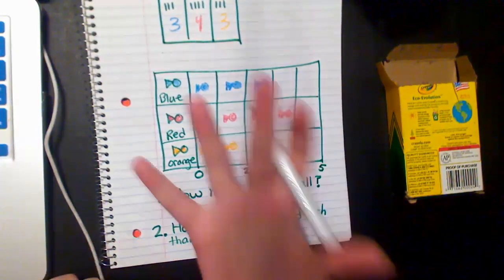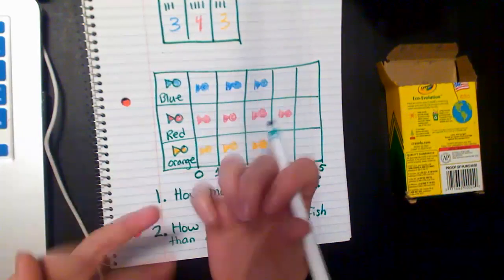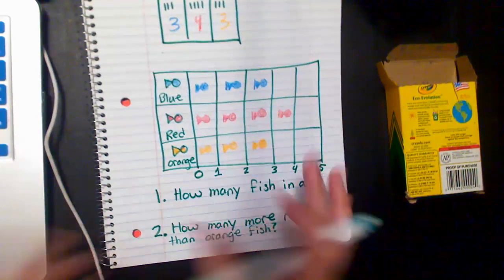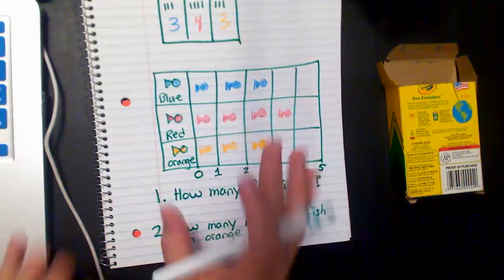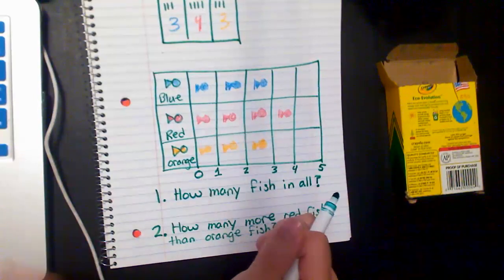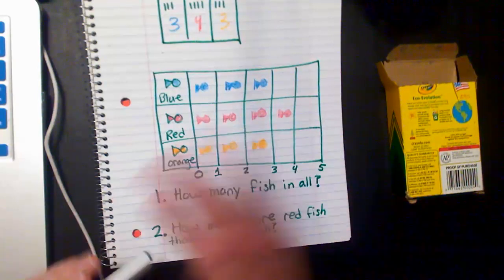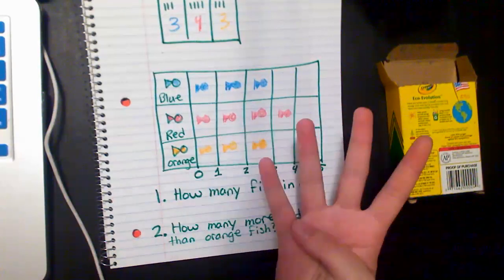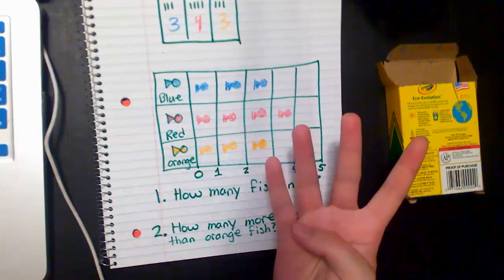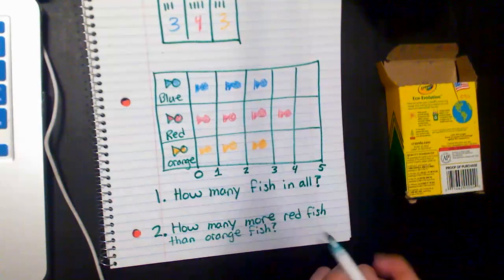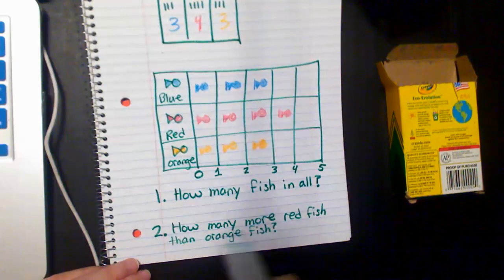If I were you, I'd get out my fingers, get them ready to learn. You can use your fingers or you can do it on paper, but I would say fingers are the best tool that you have with you at all times. Use your fingers and try to figure out, okay, I have this many red fish, and then I have this many orange fish. I'm going to take them away, and I'm going to see how many are left. Okay? And then you're going to answer those 2.